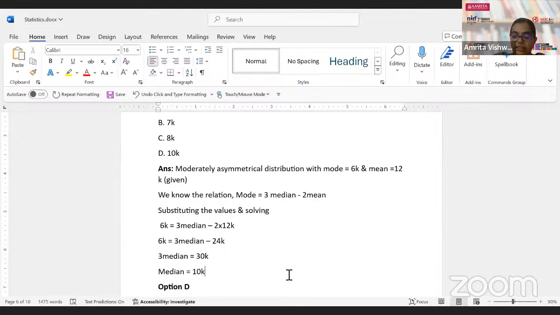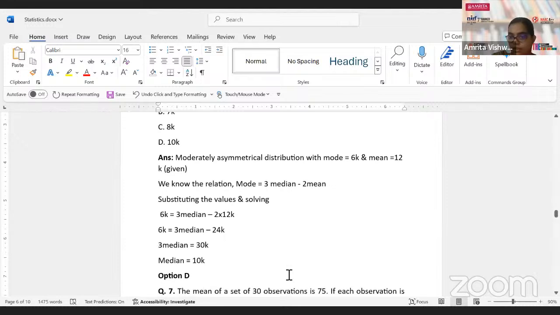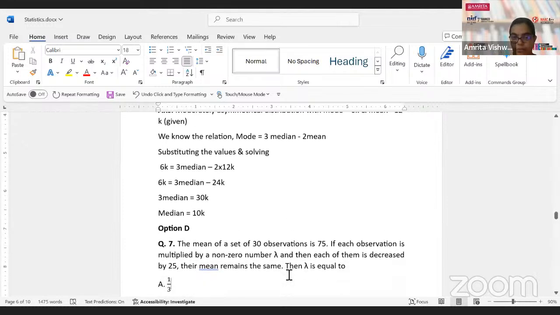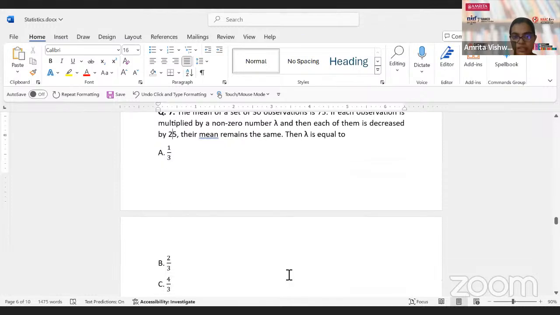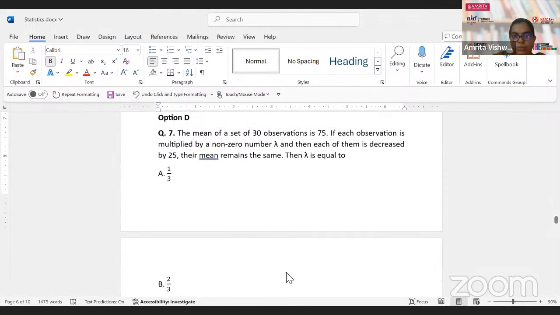So is the question clear to everyone? Do I need to repeat it? Okay. So we'll move to the next question. I'll just show the question once and then we'll look at the options. Very simple question and I want everybody to give me the answer.